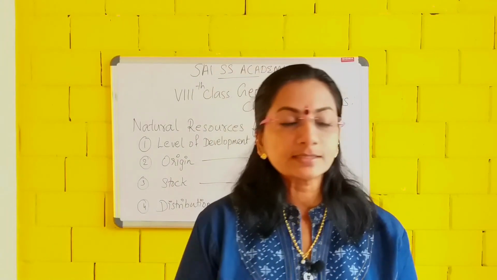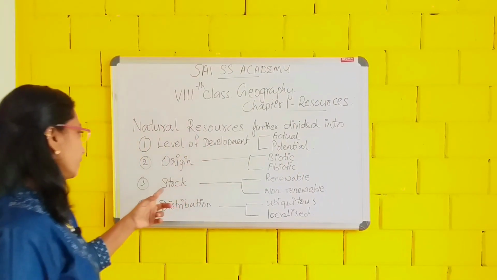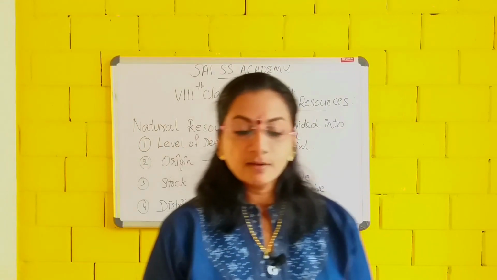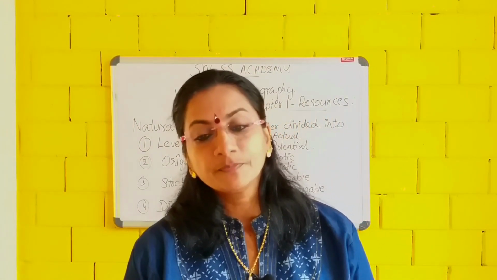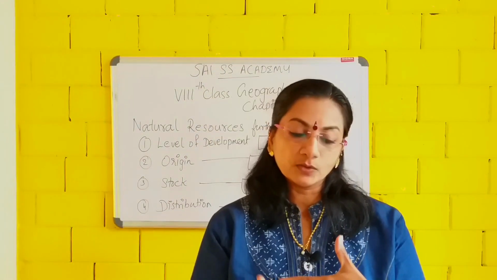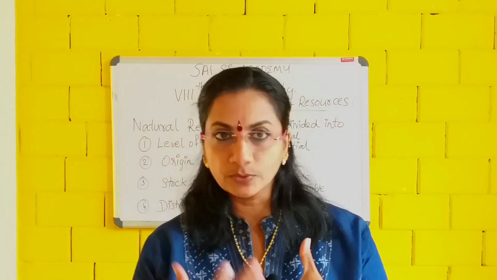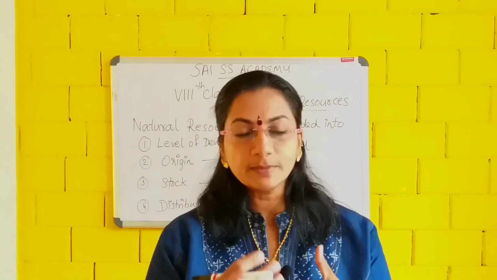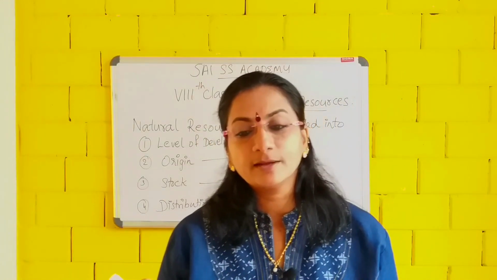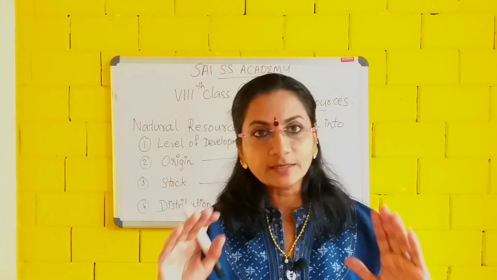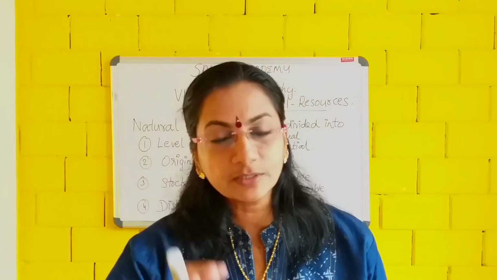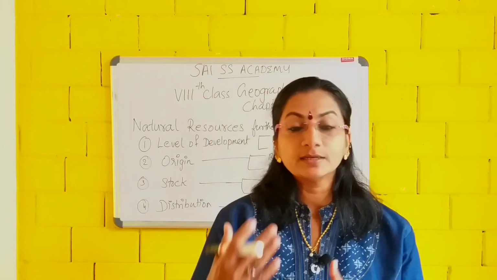So next, when we classify the natural resources on the basis of stock, we get renewable and non-renewable resources. What is renewable and what is non-renewable? Renewable resources are those which get renewed or replenished quickly. Example, solar, wind, water. That means solar energy, wind energy, water energy, all these things are there. But it is not getting affected by human activities. Human activities can't affect this solar energy, wind energy, like that.